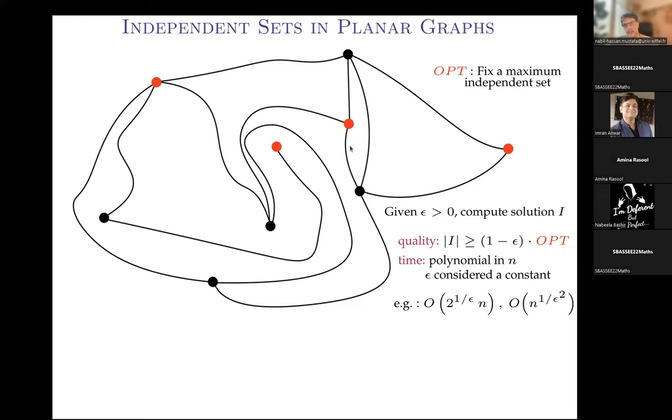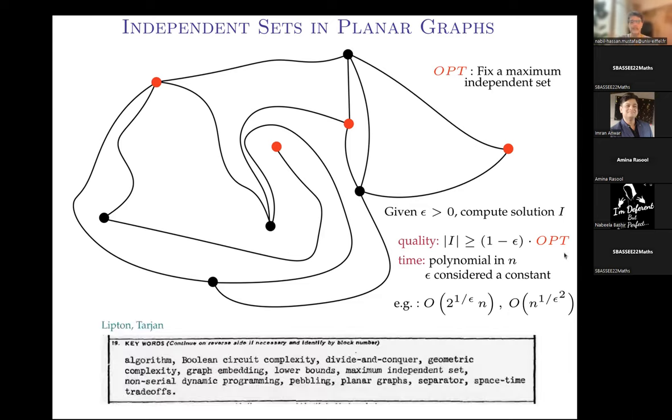But this is the setup. So someone gives you a planar graph, someone gives you an epsilon, and your goal is, and this is your budget. You should consider epsilon a variable, but then otherwise you're free to use as much time as possible with epsilon. And so the breakthrough paper of Lipton and Tarjan from the 70s showed that, in fact, it is possible. You can do that. And this is just, I copy-pasted their abstract. And these are the key words from the 70s.